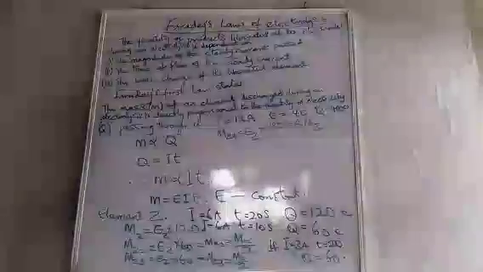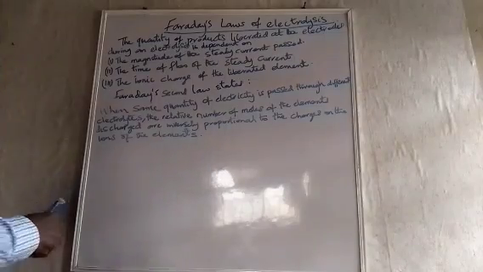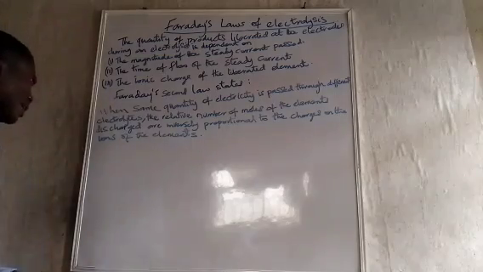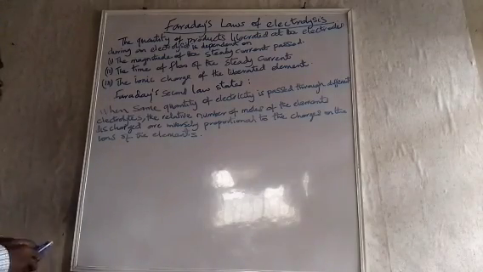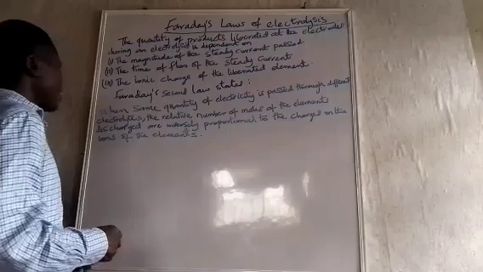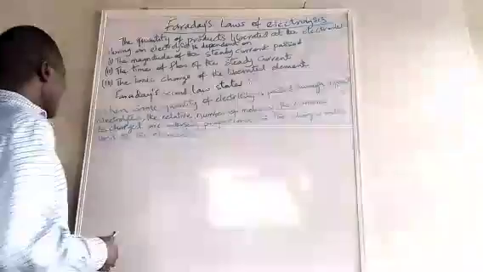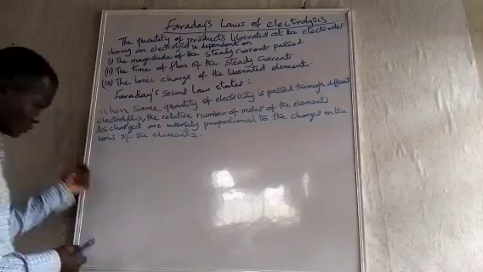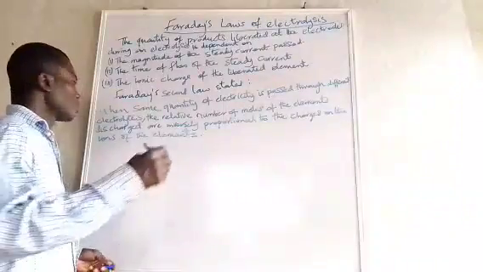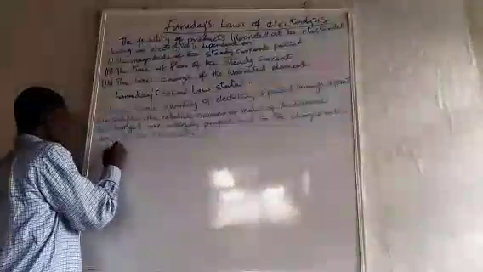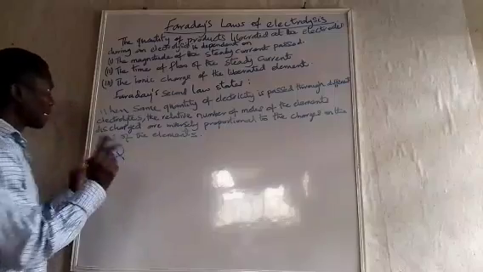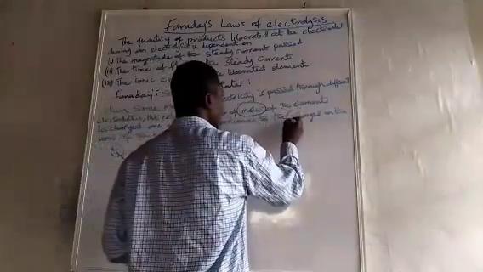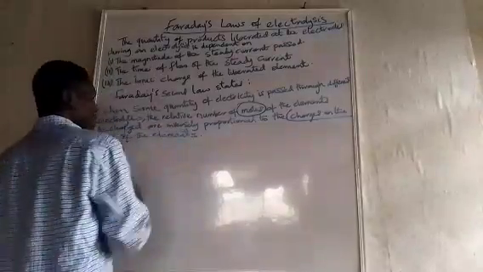Now let's go to the second law. The second law states that when the same quantity of electricity is passed through different electrolytes, the relative number of moles of elements discharged are inversely proportional to the charges on the ions of the elements. So what we are saying is this: if charge Q, please take note of this, we are talking about moles and charges on the ions. Please take note of this.